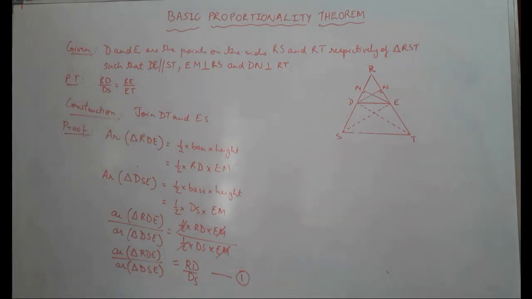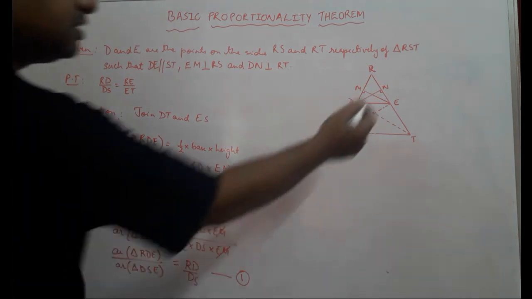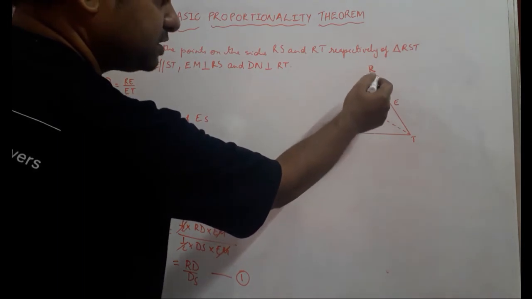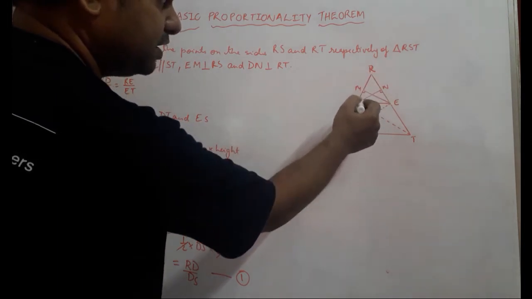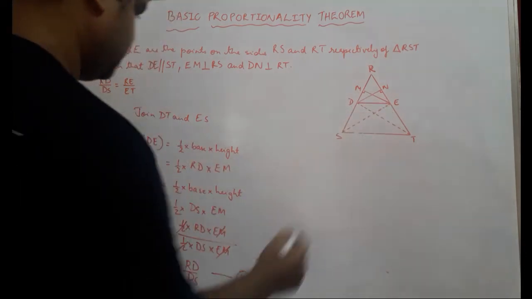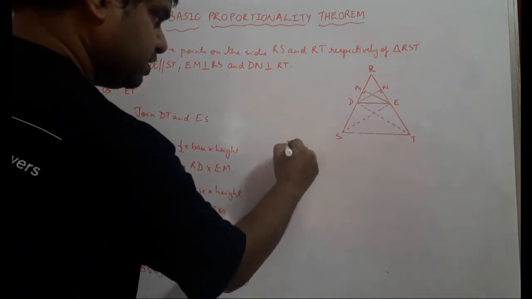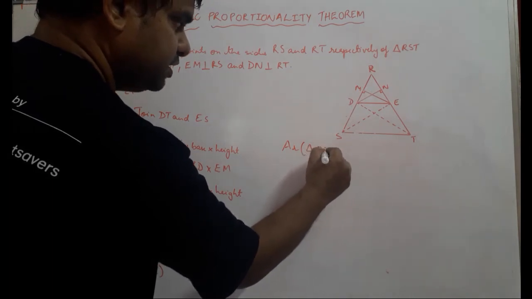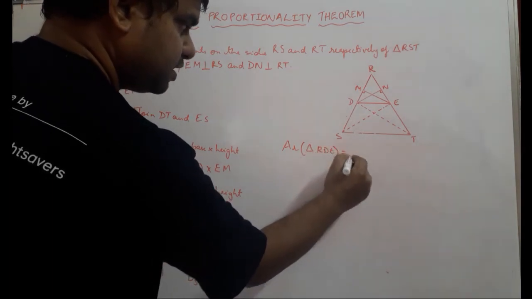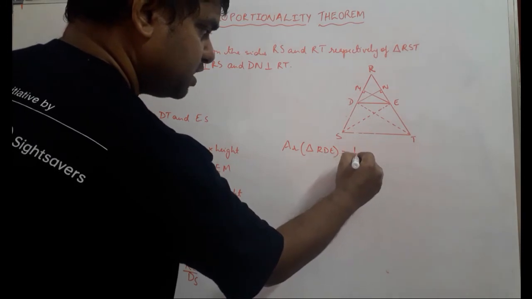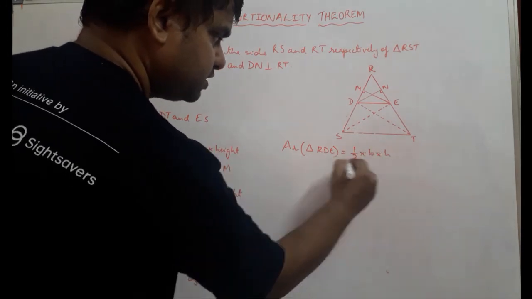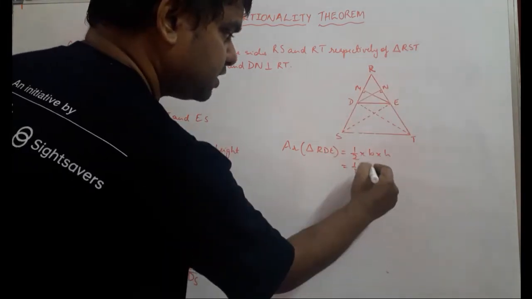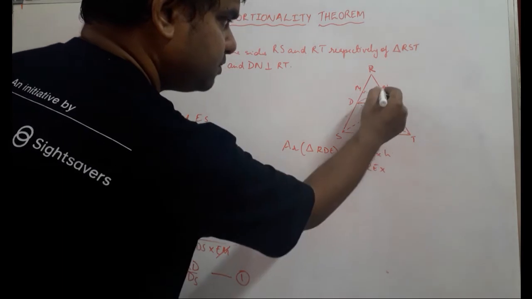Next, similarly we take the same triangle, that is RDE, but we take a different base. Before, we took the base as RD, now we'll take the base as RE. So area of triangle RDE is half into base into height, and the base over here will be RE, and the height will be what is perpendicular.